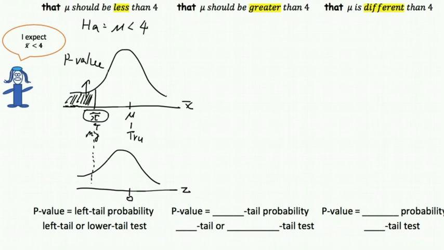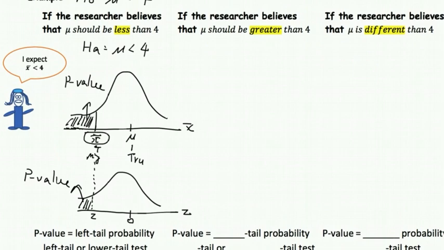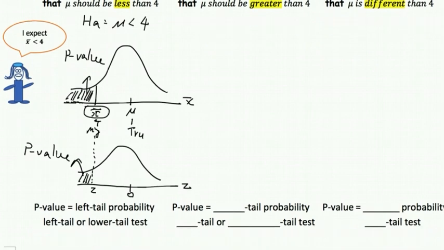So to find the left tail probability, we need to find our z-score and look up the table, and then we will get our p-value. So when we have a less than sign in the alternative hypothesis, our p-value is just the left tail probability. So this type of test is called the left tail test or lower tail test.